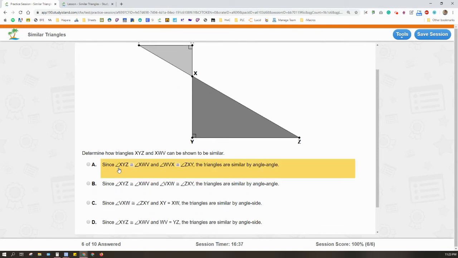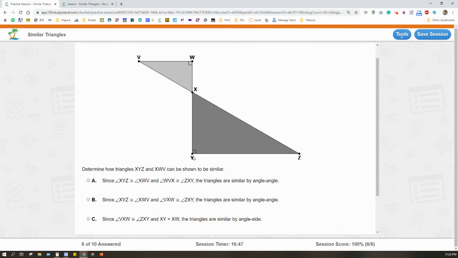Let's find that. A, since angle XYZ is congruent to angle XWV. Well, let's find angle XYZ, that's one of our right angles, is congruent to angle XWV. Those are both right angles, right? XWV is right here, XYZ is right here, those are 2 right angles, so they are congruent. And angle WVX, that's this angle over in the corner. Is that the one that we wanted? Were we going to deal with that? No, we weren't. This is probably not going to work out well.